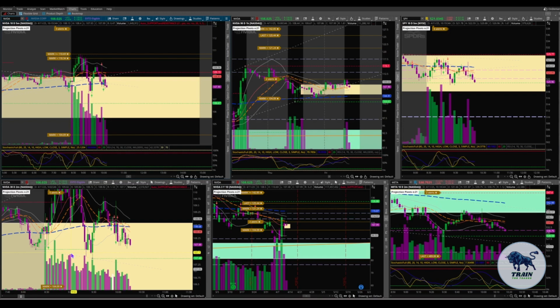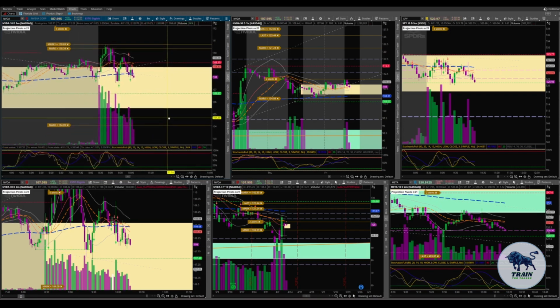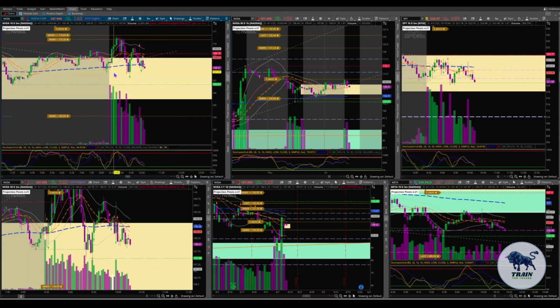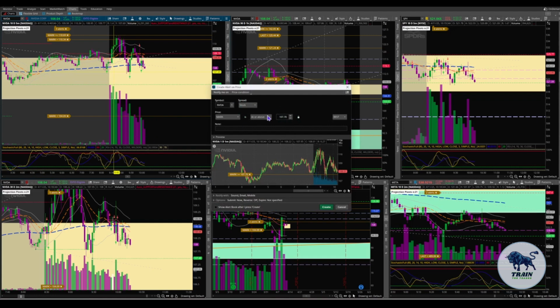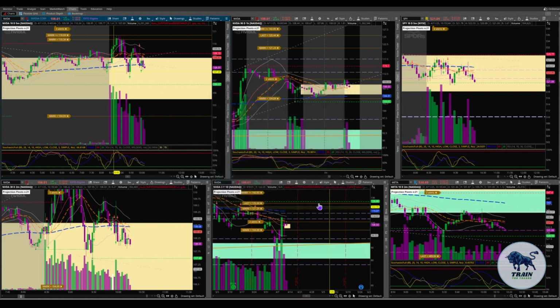All right, getting some weakness here. We are still valid, but it's not looking good. Still valid, but not looking good. Okay, we're getting a response here.